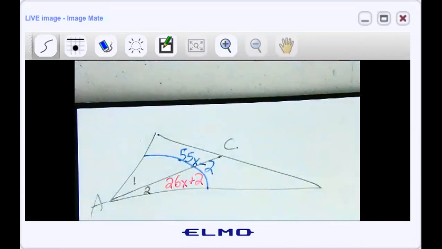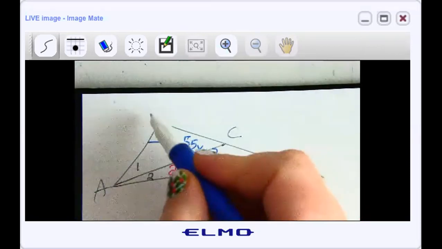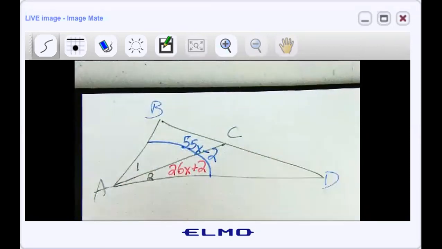All right, so try this one. You still want to solve for x. Let me give you the rest of the letters. So again, we know that angle BAD is 55x minus 2. And then all I'm giving you is angle 2 this time, and I want you to solve for x again.